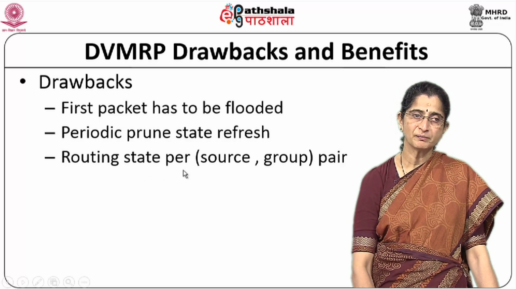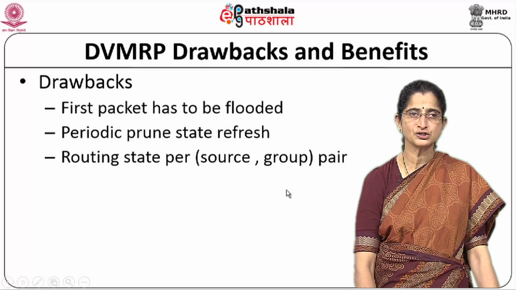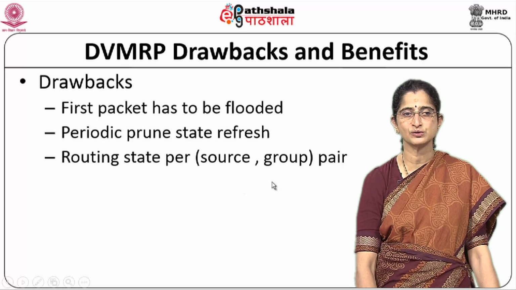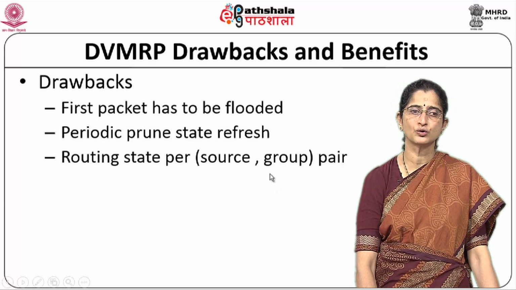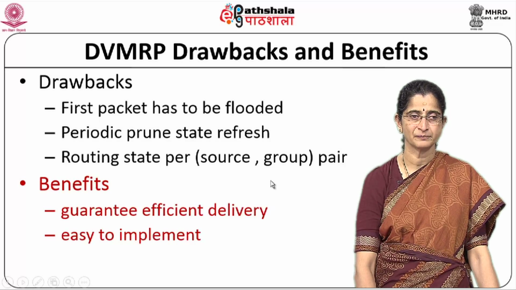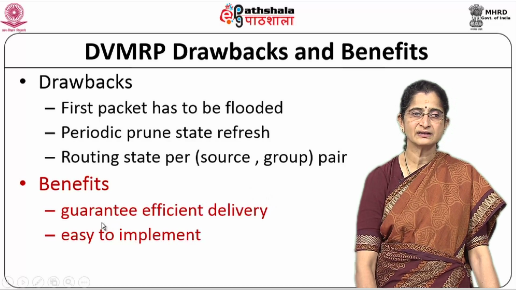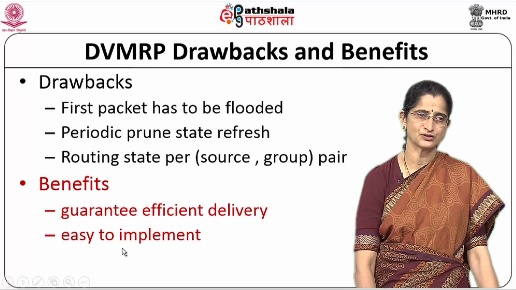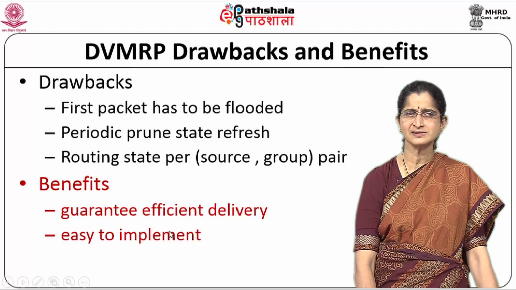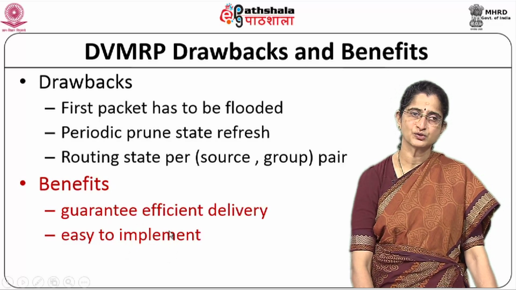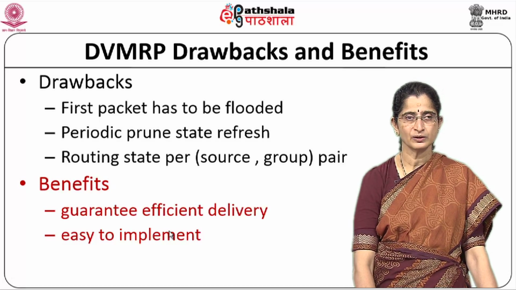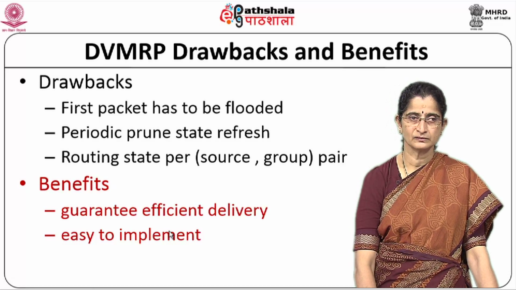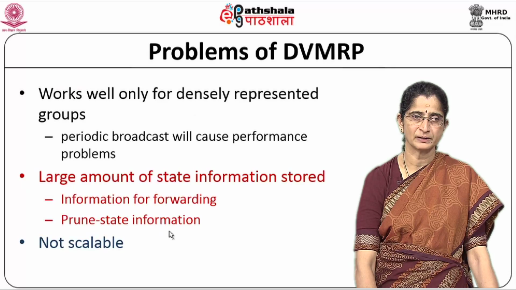You have to maintain routing state per source and group, because for every source we need to have this information. Per source-group pair you have to maintain the state information. Of course, the benefits are that it guarantees efficient delivery and it is very easy to implement, because you can see that it is a very simple process that needs to be done at each of the routers. So, those are the benefits and these are the drawbacks.